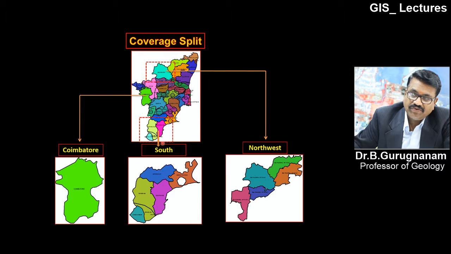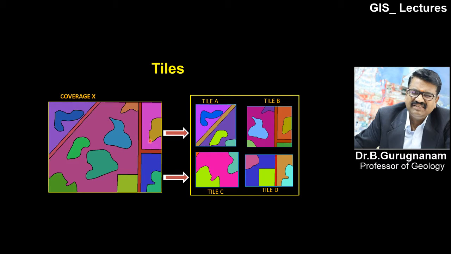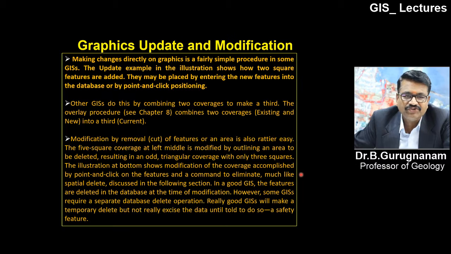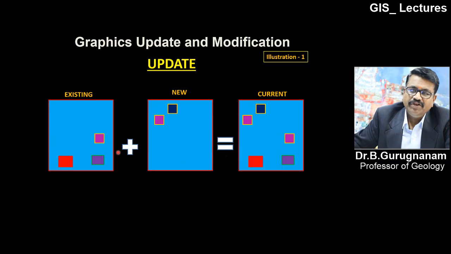I can select south. I can select the northeastern side or the northwestern side. Sorry, this is Coimbatore, this is south, and I can split the tiles. And after preparing the tiles, I can split even the tiles into different groups: tile A, tile B, tile C, and tile D for my analytical purpose. So this will be there. You can split based on your interest, and you can also update.